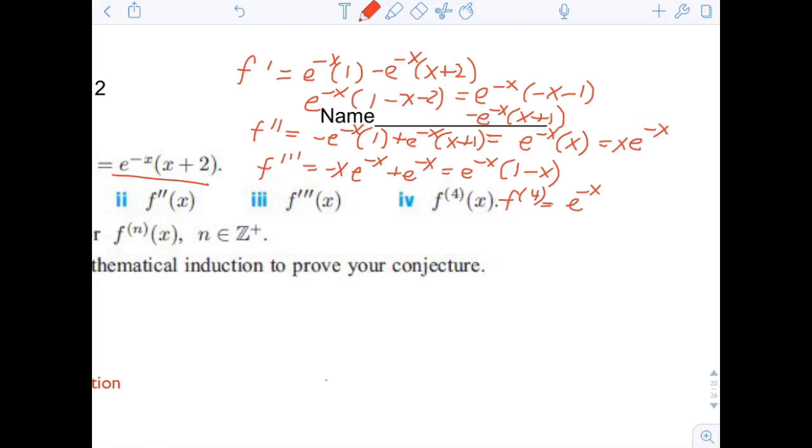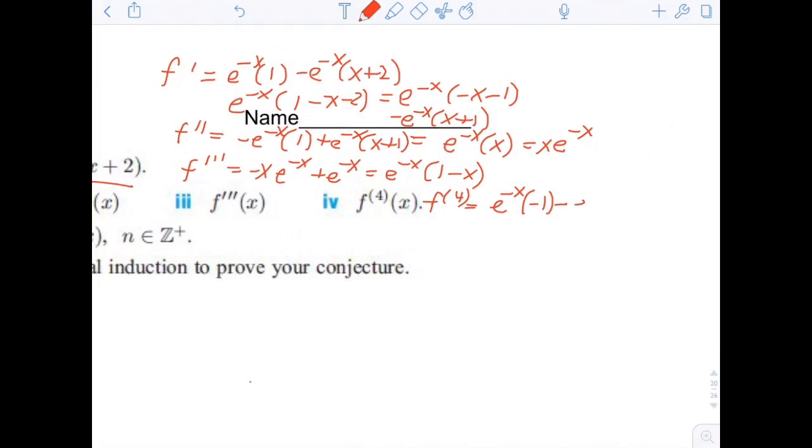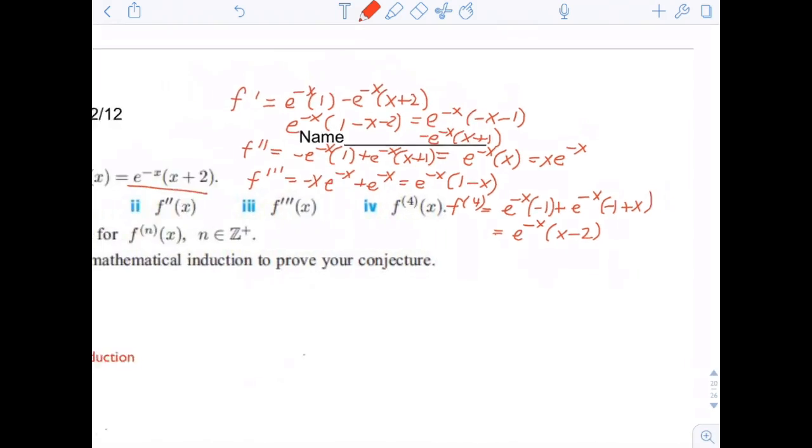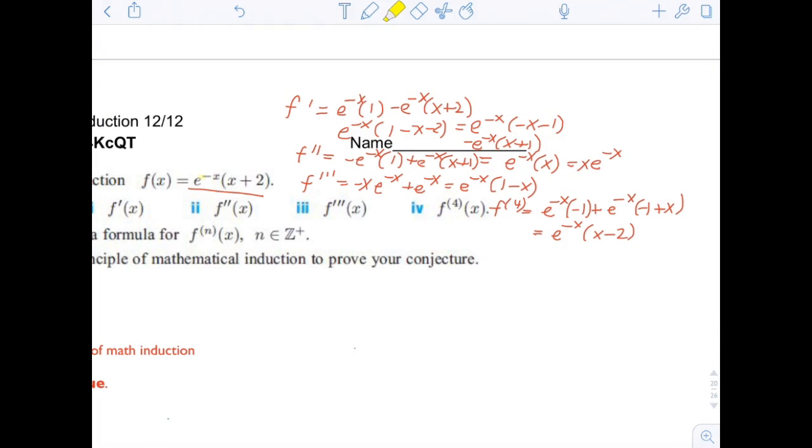leave the first factor alone and take the derivative of the second factor, so negative 1. And then we'll take the derivative of the first factor, and we'll leave the second factor alone. So this will be plus, minus, plus. So if we factor out e to the negative x, it'll be e to the negative x, x minus 2. Okay, and hey, that looks a lot like this, doesn't it? We got this, then we have this, then we have this, then we have this, then we have this.